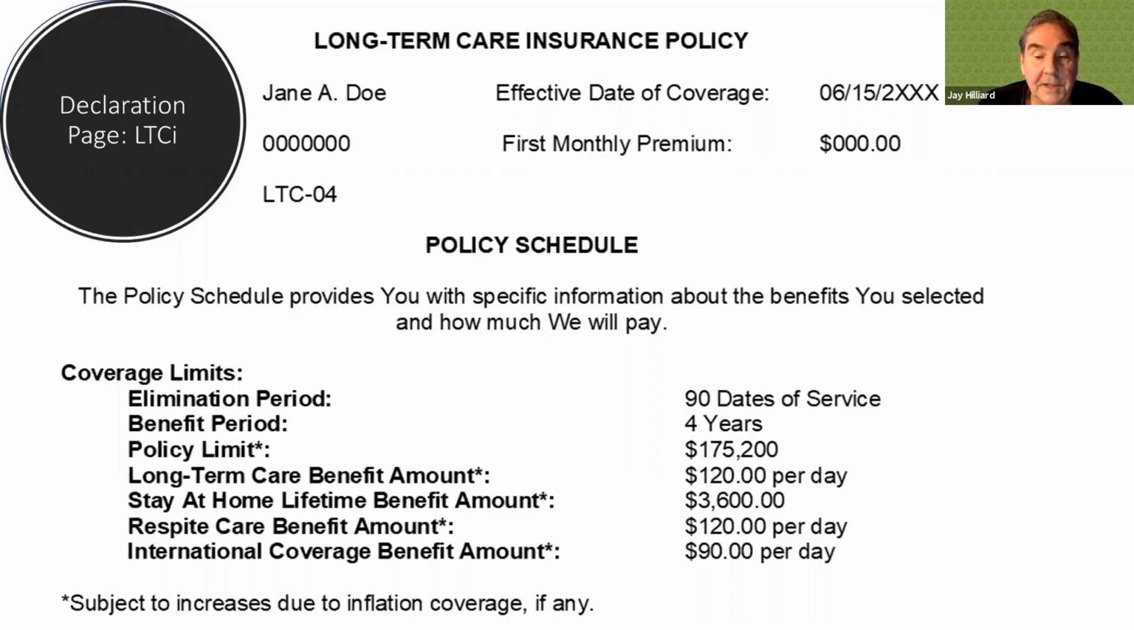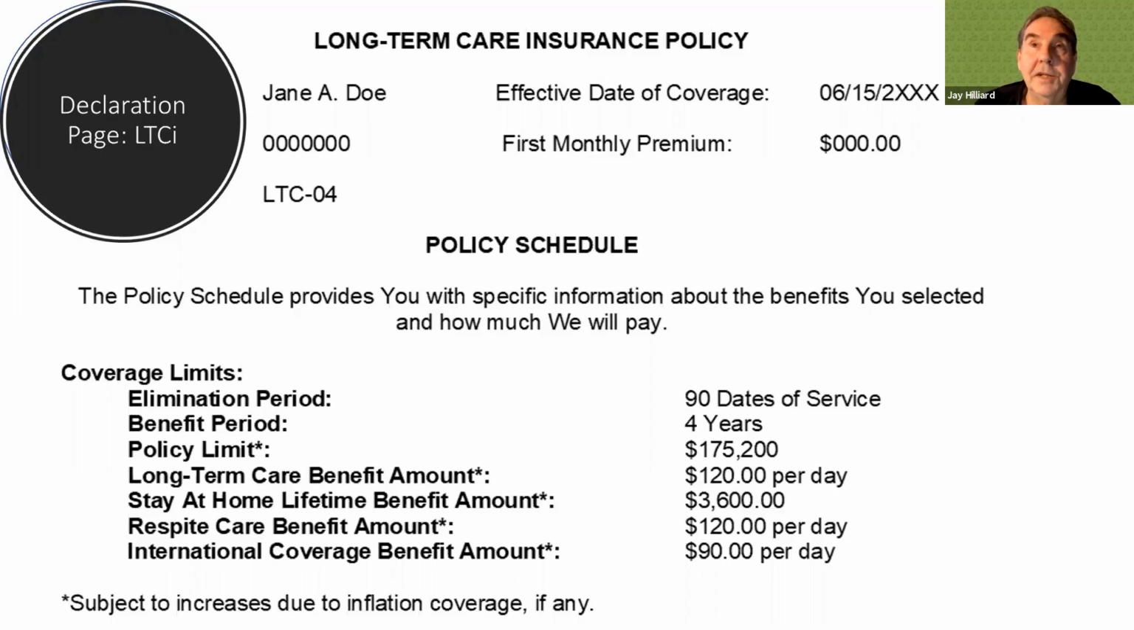This policy has a $3,600 stay-at-home benefit. That means that it pays the daily benefit amount if you stay at home. This policy also has a respite care benefit. Now, respite care is not in every long-term care insurance policy. This policy does happen to have that.